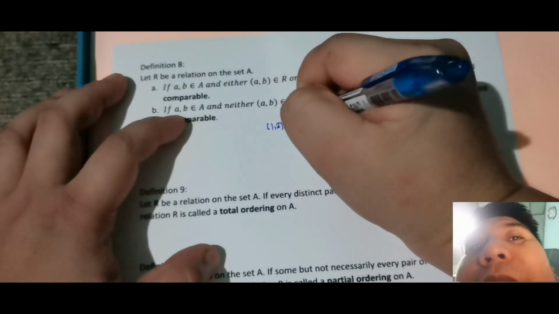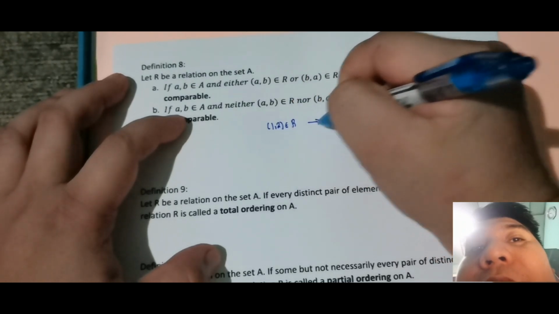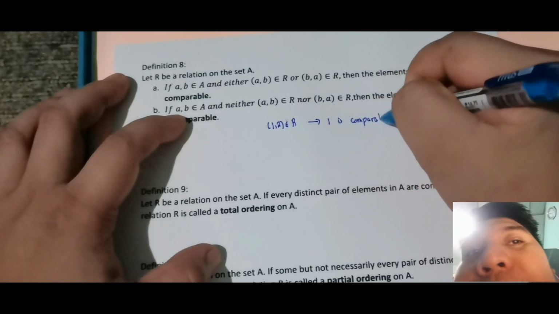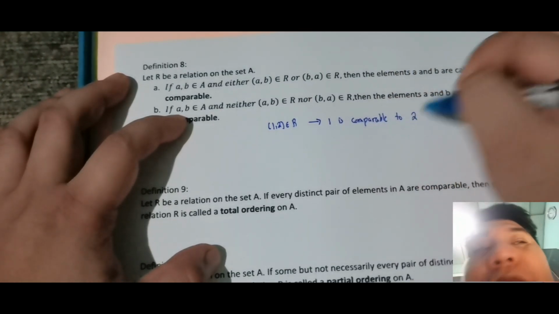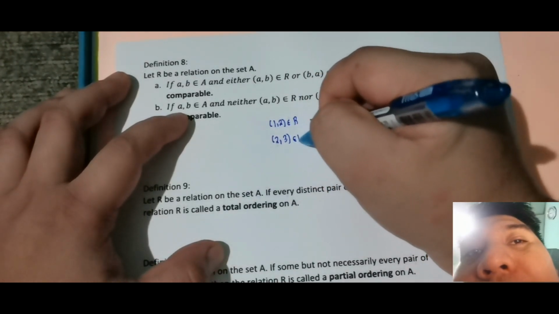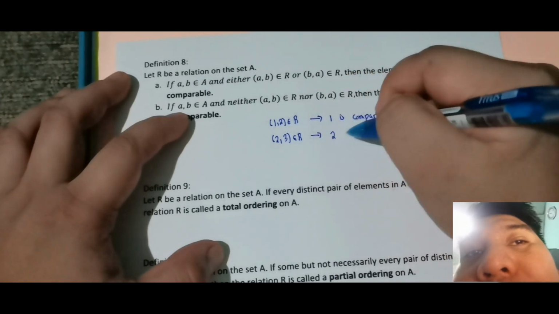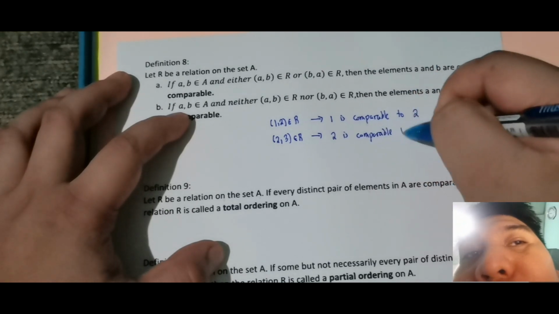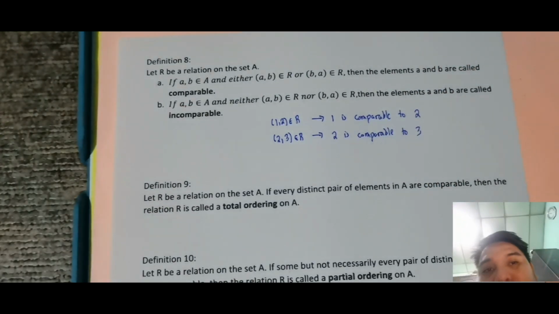For example lang, let's say, (1,2) is an element of R, meaning 1 is comparable to 2. Ganun kasimple. So, another, (2,3) is an element of R, 2 is comparable to 3. Sir, pwede baliktad? Pwede ba 2 is comparable to 1, 3 is comparable kay 2? Yes, pwede yun. Okay, wala naman sinasabing positioning yan eh. Okay, so yun yung pagiging comparable.